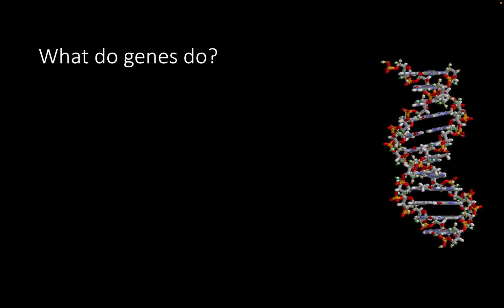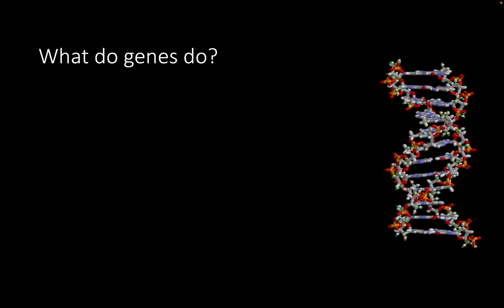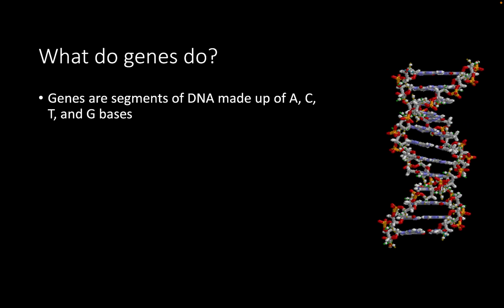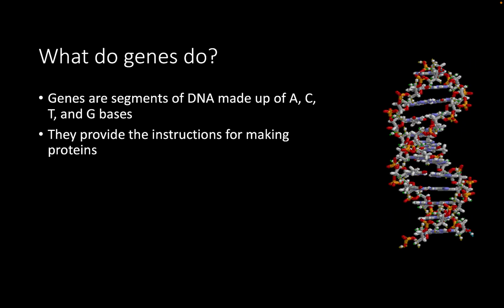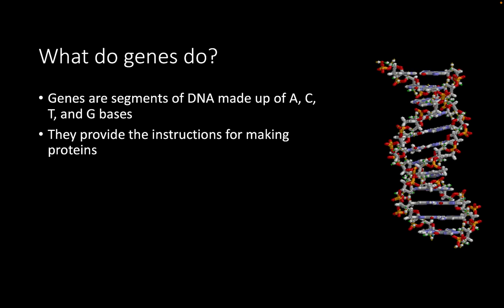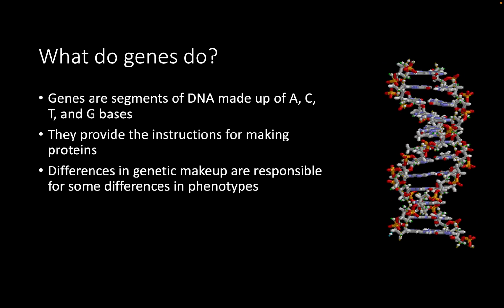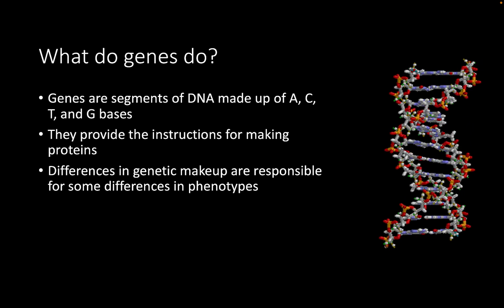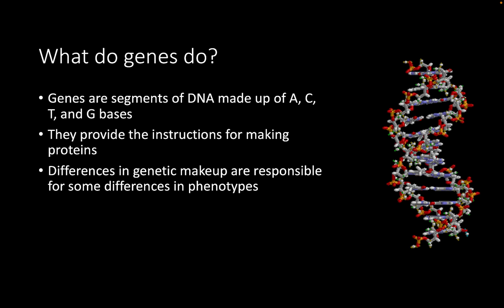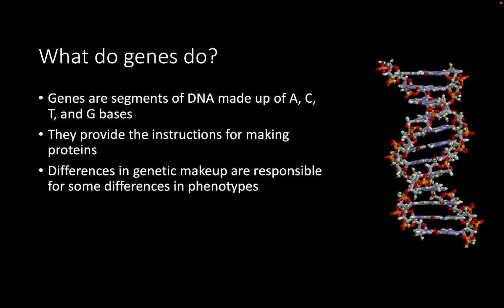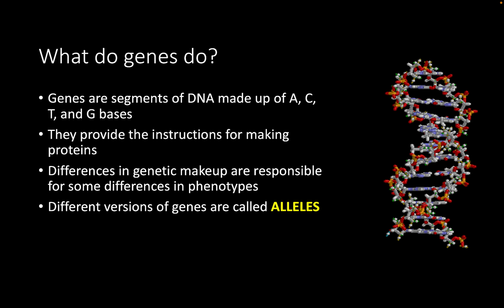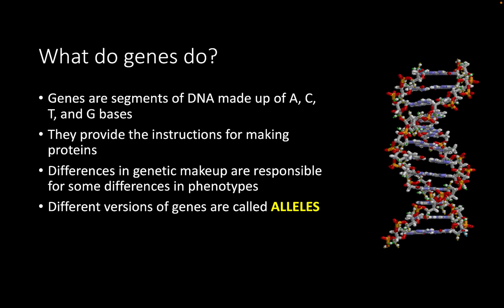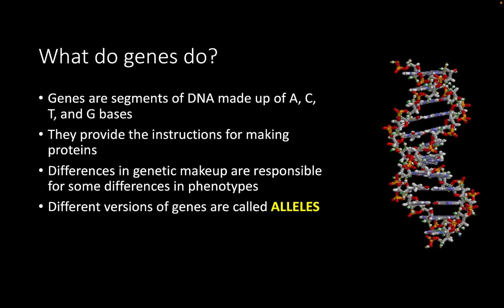So, what do genes do? If we go back to our DNA to RNA to proteins, genes are segments of DNA made up of A, C, T, and G bases, and they provide the instructions for making proteins. So, you have differences in your genetic makeup, and those are responsible for some of the differences you see in the phenotypes of organisms because they lead to the production of different proteins. Different versions of genes are called alleles, and then different alleles would lead to different proteins being made.